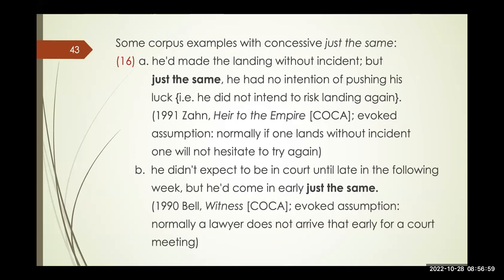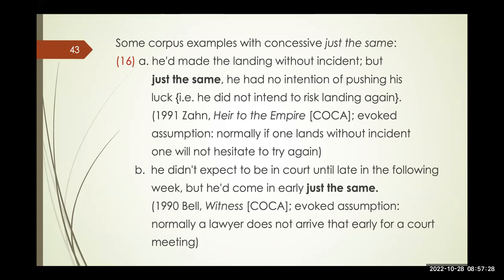Some examples from COCA of concessive use of just the same. He'd made the landing without incident, but just the same, he had no intention of pushing his luck. That can't mean literally just the same as what? It means nevertheless. It evokes the assumption, normally if one lands without incident, one will not hesitate to try again.